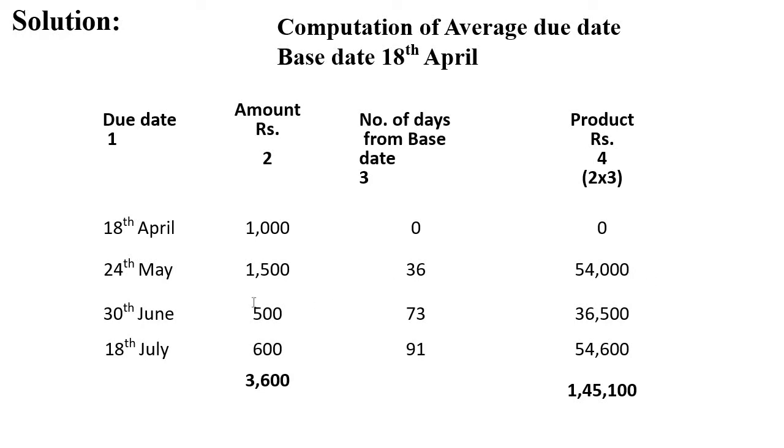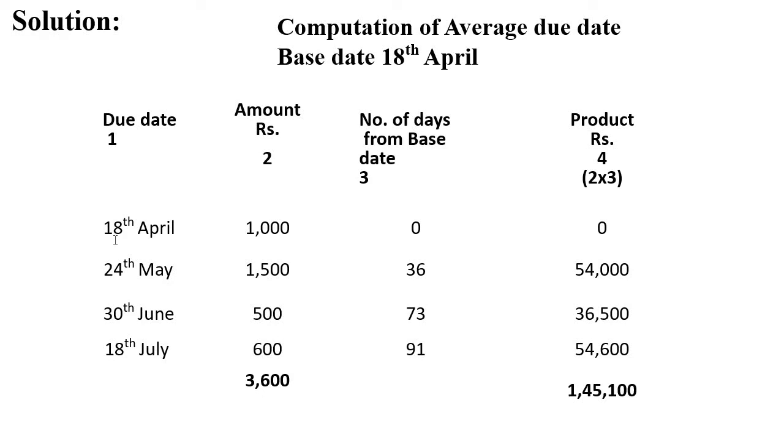For 30th June, the amount is 500. The number of days is 73. So the total amount is 36,500. For 18th July, the amount is 600. The number of days is 91. So second column into third column, it gives 54,600. Now we are going to total all these, and we have received the amount 1,45,100 rupees, which is said to be the total product.